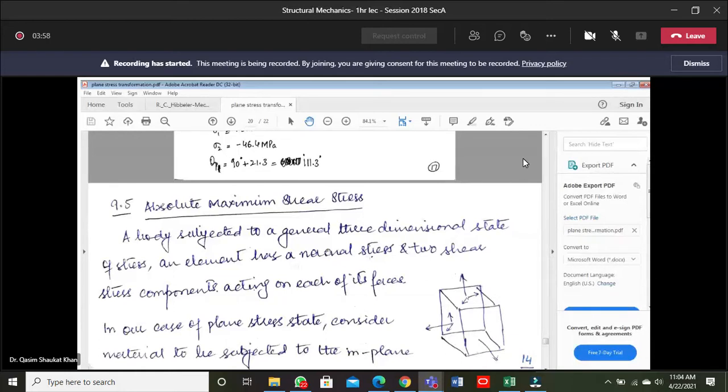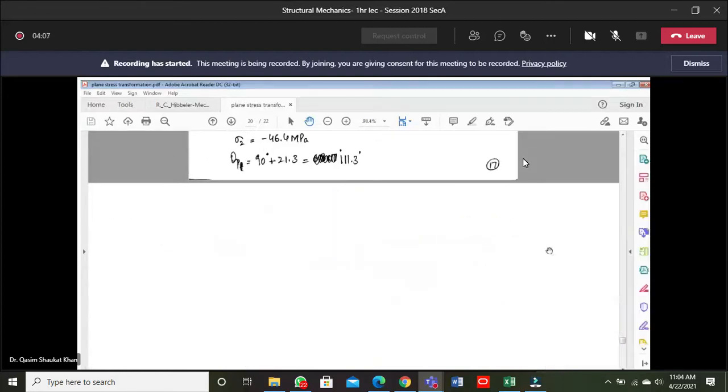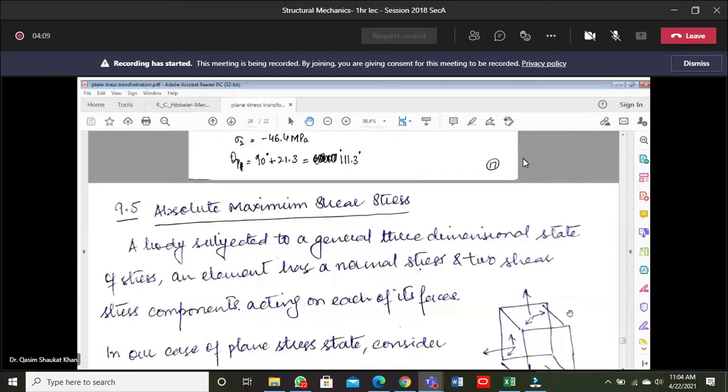Everyone can see the shared screen? Yes, sir. Okay. First thing is absolute maximum shear stress.